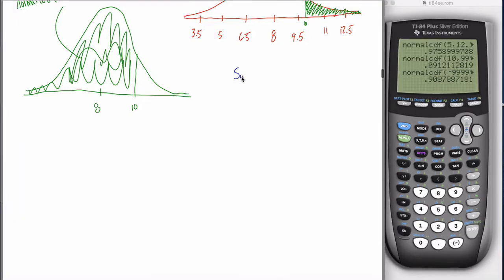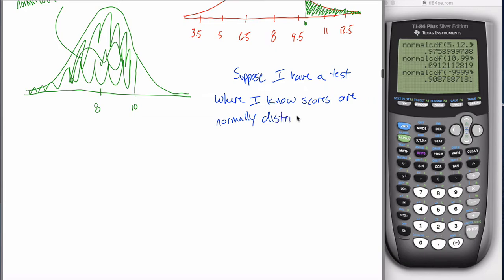So suppose I have an exam or a test where I know that scores on this test are normally distributed. So there's that assumption of normality that we have in every single one of these problems. Normally distributed, with a mean of, I don't know, 70, sure, and a standard deviation of 10.